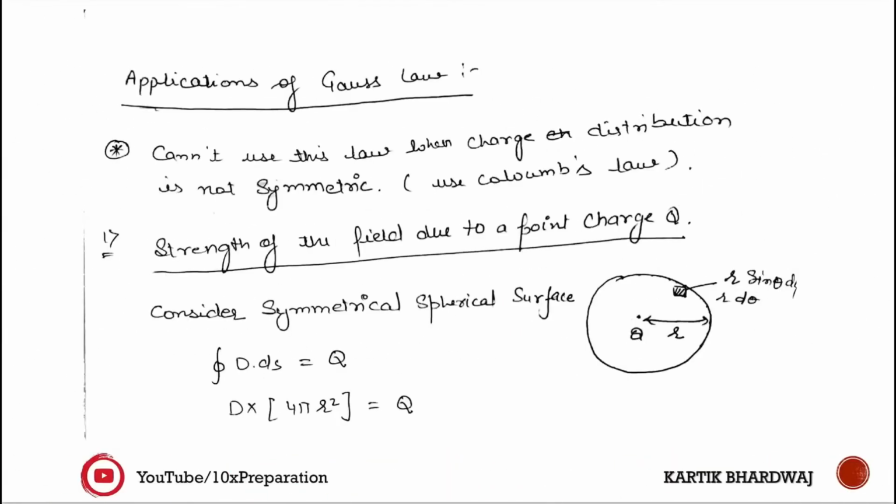Now come back to the first application. You have to determine the strength of the electric field, or electric field intensity or density, due to a point charge Q. You have to determine how much electric field is there. Since one charge is there, we need not worry much about symmetry. We have to consider some Gaussian surface around this.